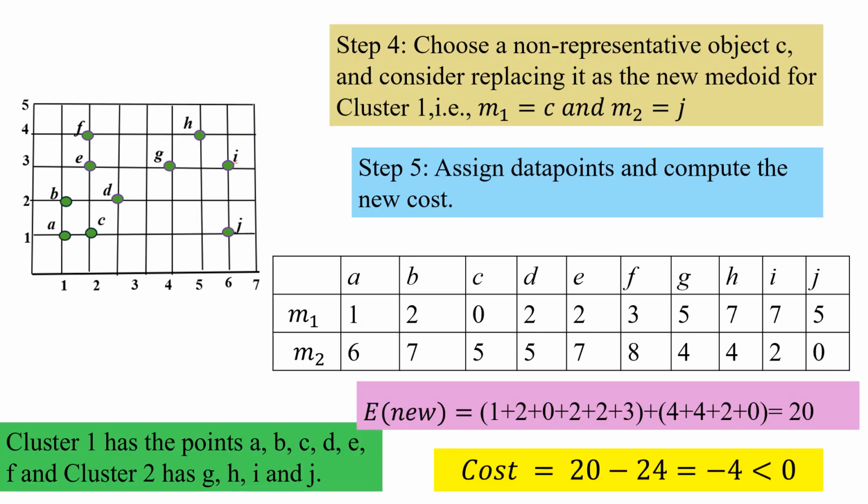So after the first iteration, we choose a non-representative object C, and we consider replacing it as the new Medoid for cluster 1. So we want that M1 should be swapped and made C instead of the previous choice of F. So we again assign data points and compute the new cost. For assigning the data points, M1 is now C and M2 remains J as it was previously.